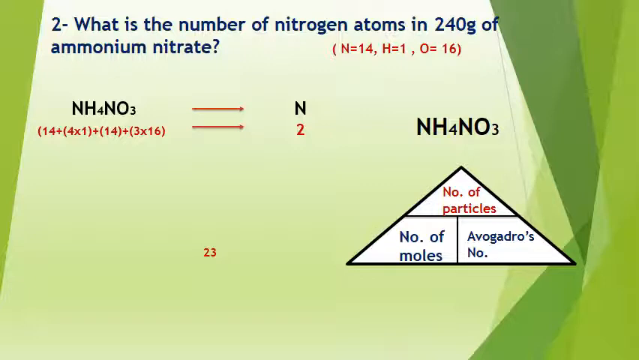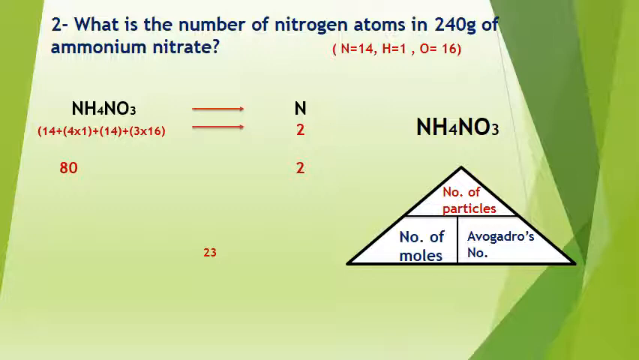Can you count here with me? N, so I have 1 nitrogen, NH4NO3. So in ammonium nitrate I have 2 moles of nitrogen, or 2 nitrogen atoms. Now I have 2 moles of nitrogen.